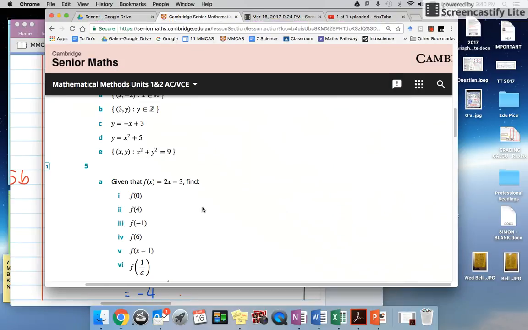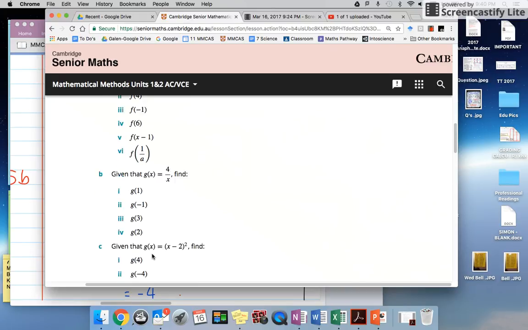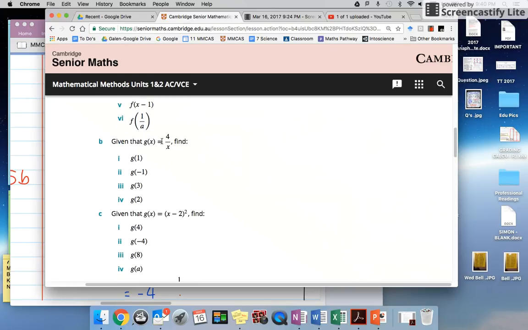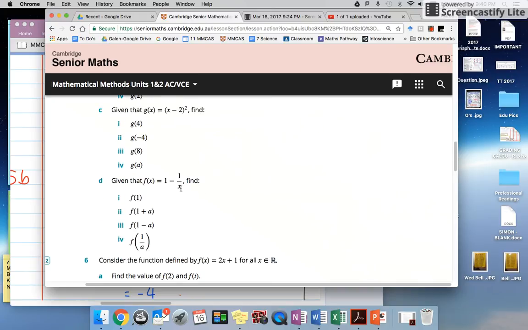With these ones here, sometimes functions are labelled g of x rather than f of x. So same thing here, we just sub in 1 where we see the x. These ones here, subbing in 4a. This one where we see x, we sub in 1. This one we'll sub in 1 plus a. So just in this bracket beside the f, replace that for an x.